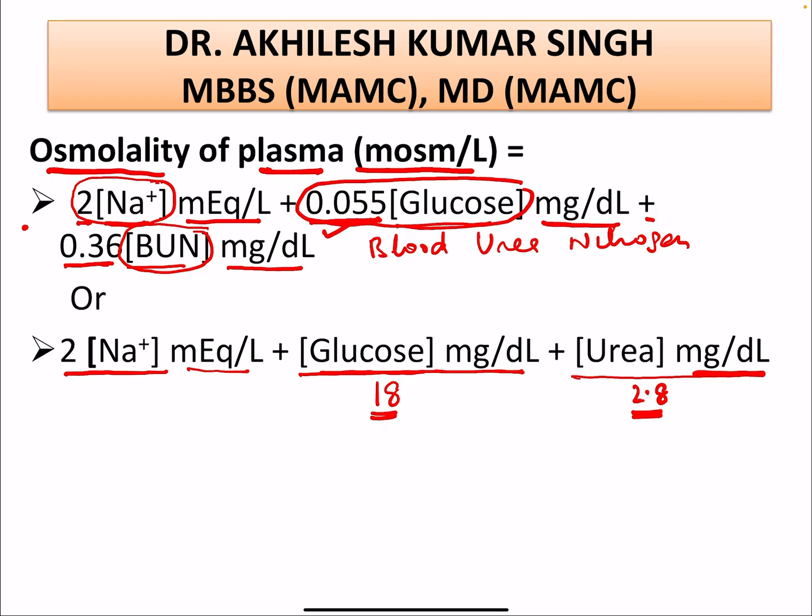You have to remember this formula because it directly comes in the exam, or the values of sodium, glucose and BUN will be given and you may be asked to calculate the plasma osmolality. So the osmolality of the plasma in milliosmoles per liter, or milliosmoles per kg of water, is equal to, remember this, twice sodium plus 0.055 glucose plus 0.36 BUN, or twice sodium plus glucose divided by 18 plus concentration of urea divided by 2.8.